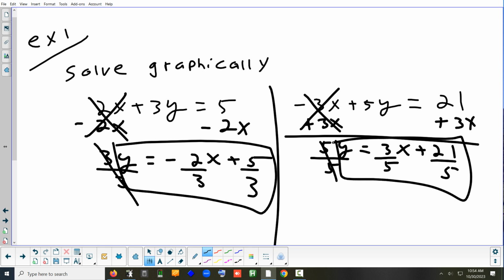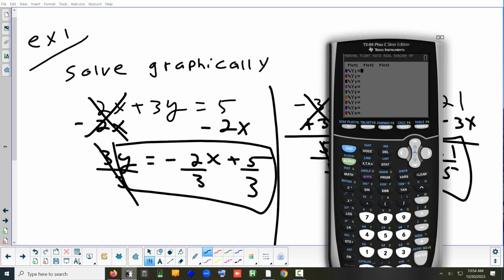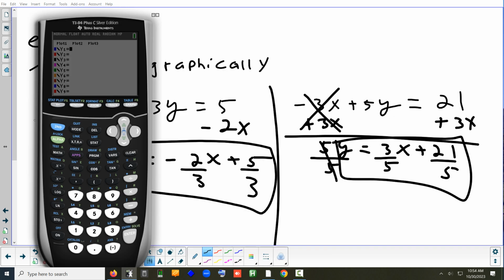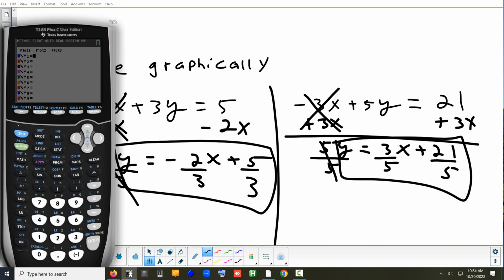And there you go. Now, when we type it in, we just got to be careful because we have some fractions. So I'm going to show you 2 ways you can type in a line that has a slope that's a fraction. The first way is like this. You can type negative 2/3, close parenthesis, and just put the x on the outside. And then plus 5/3.